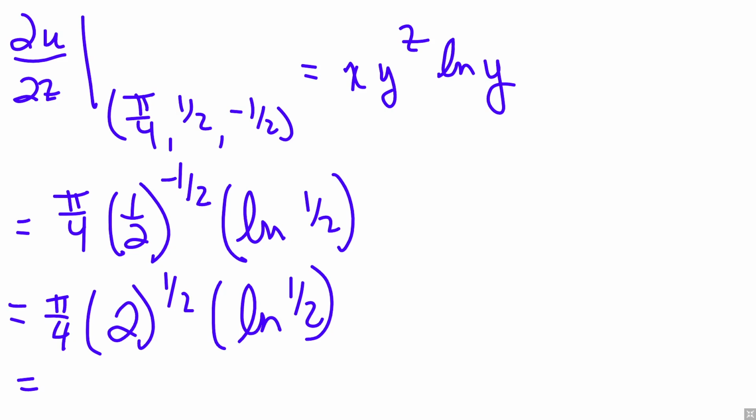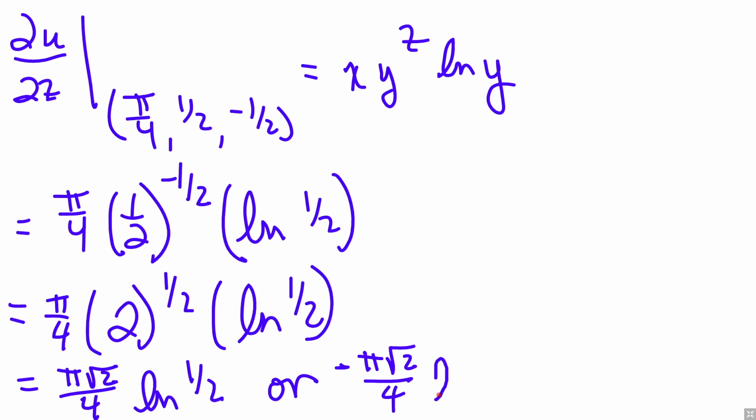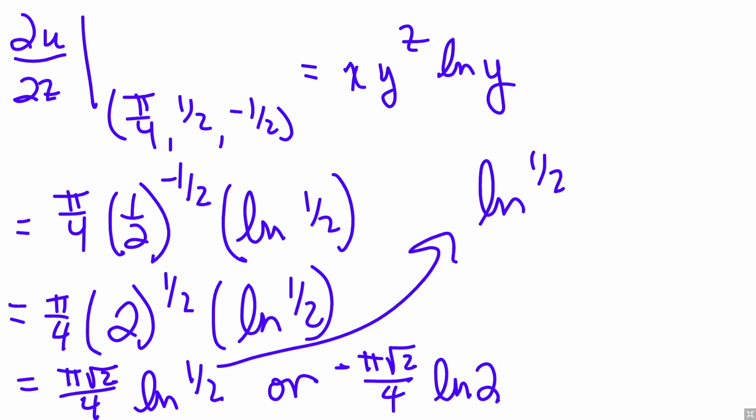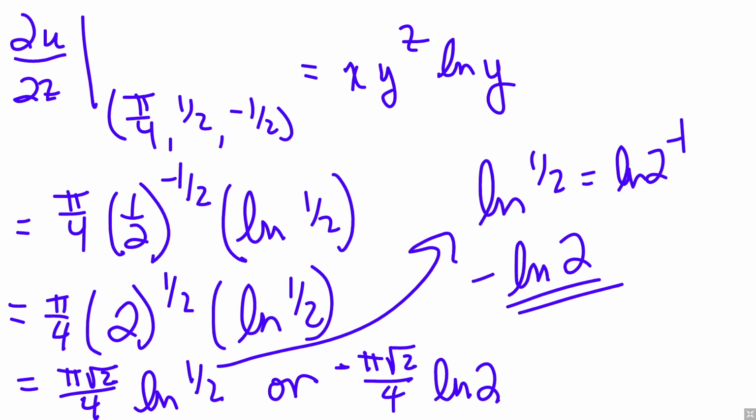Or we can have pi times the square root of 2 over 4 times the natural log of 1/2. This is okay, or it could be written as negative pi times the square root of 2 over 4 times the natural log of 2. Because you have to remember that the natural log of 1/2, which is the same thing as the natural log of 2 to the negative 1, is negative natural log of 2. Any questions?